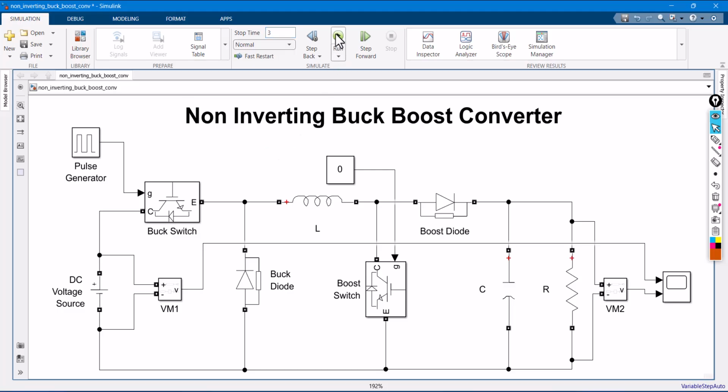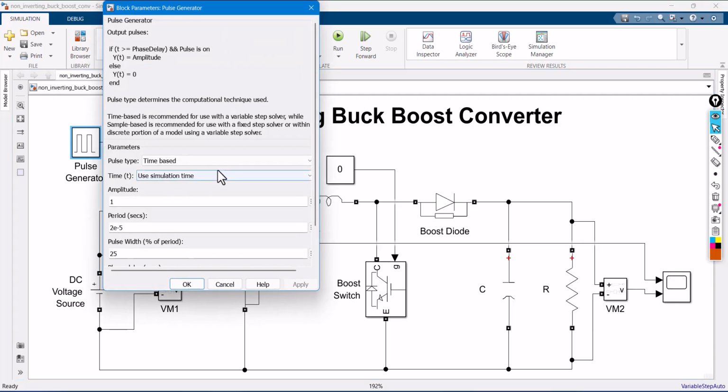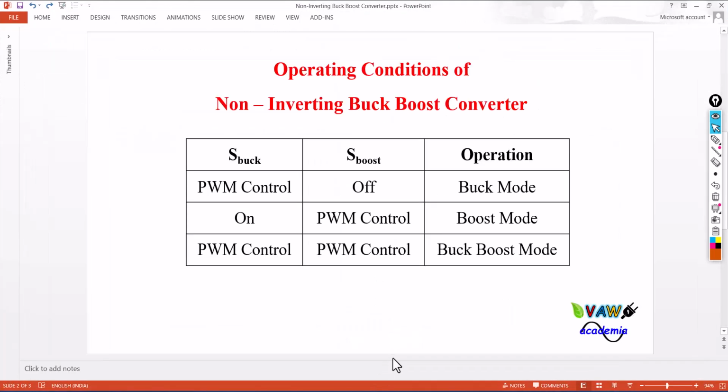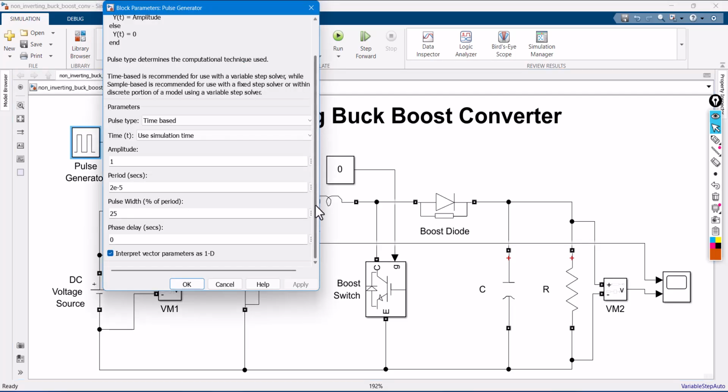3 seconds is more than enough for us. Save the system. Don't bother about this pulse width. Either it will be 25%, 30%, or if it is greater than 50%, let it be 75, 80, in all the cases this circuit will work in buck mode alone according to this table column. So as of now, you need not bother about the pulse width. For example, even if you select 70%, it will work only in buck mode.